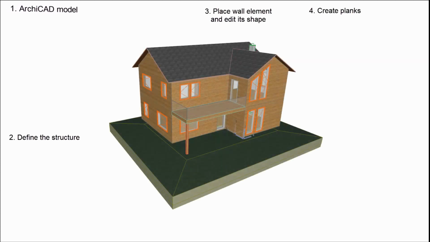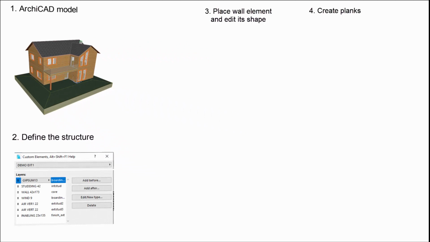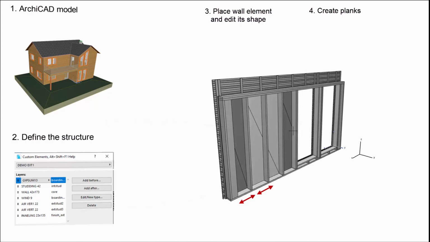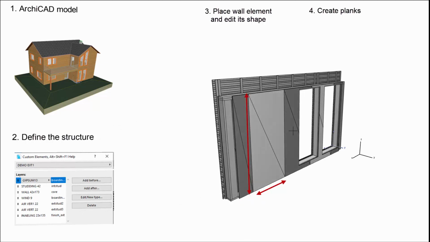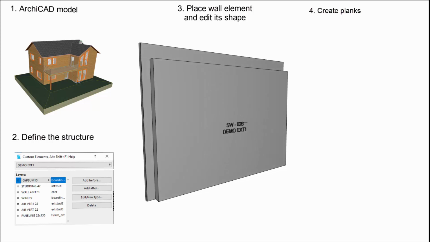First of all, you need to have an Archicad model that will provide the base for your ArchiFrame model. The second step is to define the general structure of the wall in ArchiFrame. This includes things like what is the material and thickness of each layer in the wall, and for layers with studs, what is the stud spacing, and for layers with boards, what is the size of the boards, and so on. Thirdly, you need to place a wall element that has this structure and then edit the shape of the element. Later, I will explain in more detail what a wall element is. For now, just think of the element as a simplified wall whose shape and other properties are easy to customize.